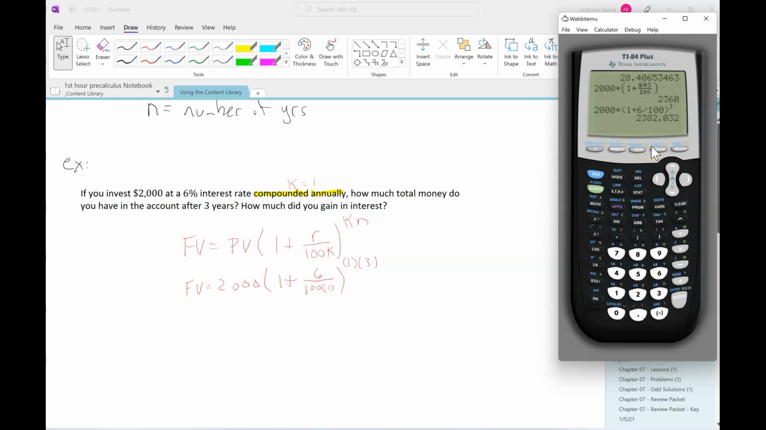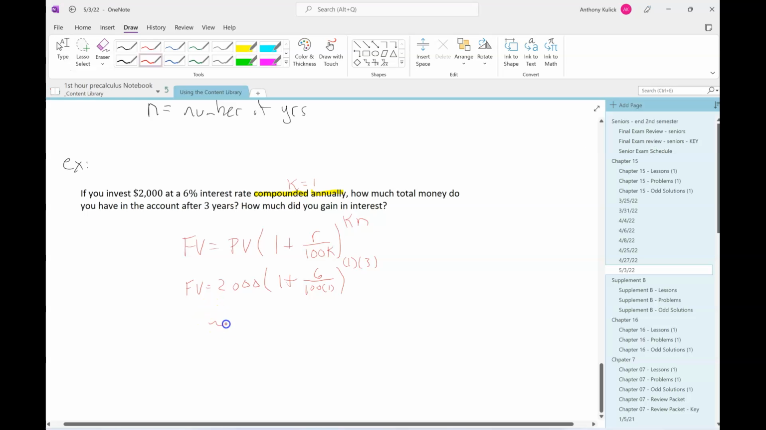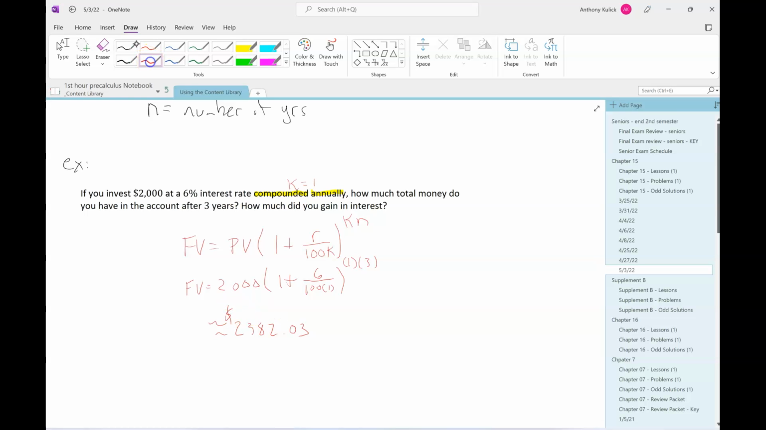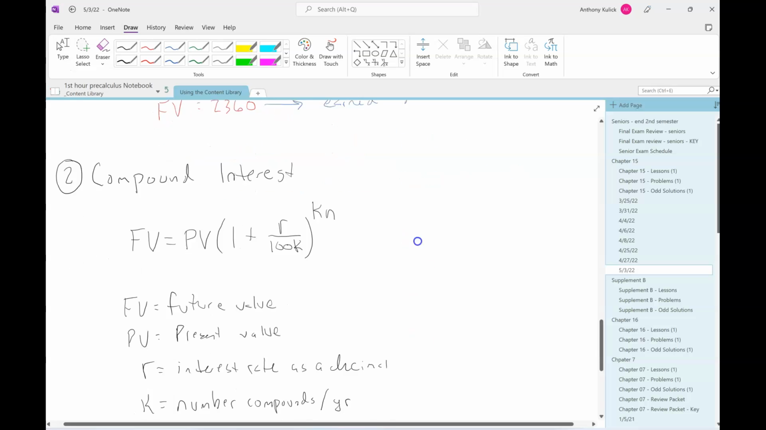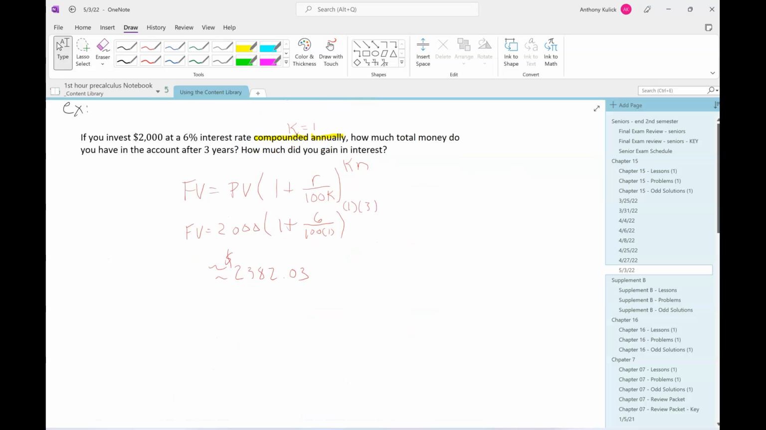What do I notice though? 2,382.03. Compare that to the simple interest. Was it more or less? More, like 22 bucks more, right? Why are we getting more money?